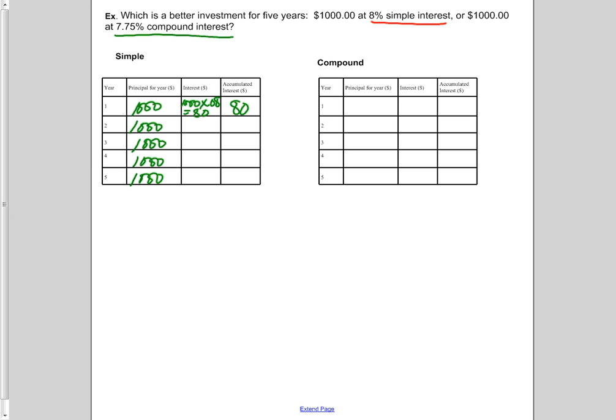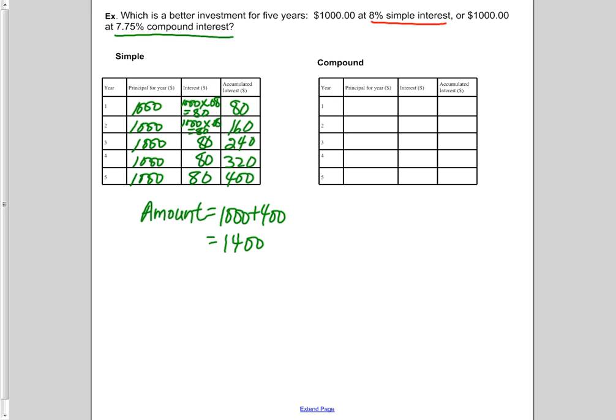Year 2, you've left it in the bank for another year, you get another 8% of your $1,000, you get another $80. So now you have a total of $160. The next year you get another $80. The next year you get another $80. The math is pretty simple with simple interest. Another $80. $400 accumulated interest. So at the end of the 5 years, your total amount is your $1,000 plus $400 in your account, $1,400.